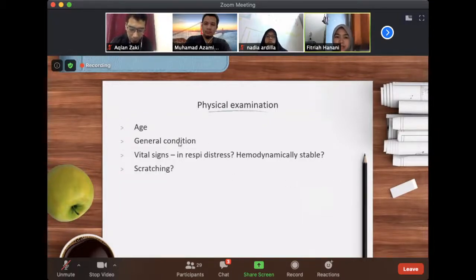Is the patient lethargic, septic-looking or not? Are the vital signs, respiration and hemodynamics stable or not? As we can see, the patient might be scratching in front of us, so just inspect generally because of the itchy rash.